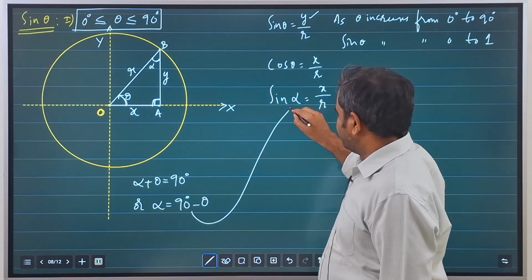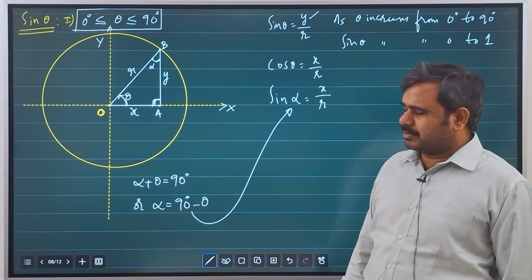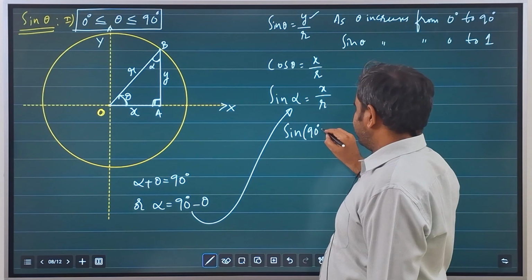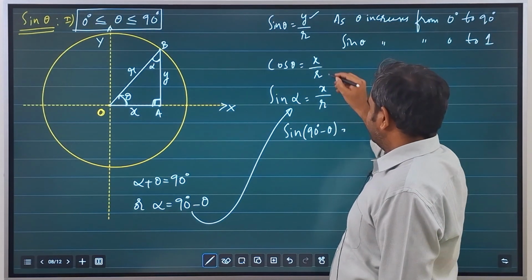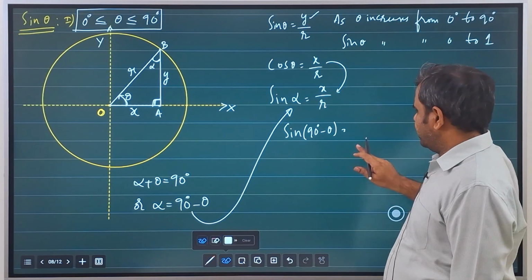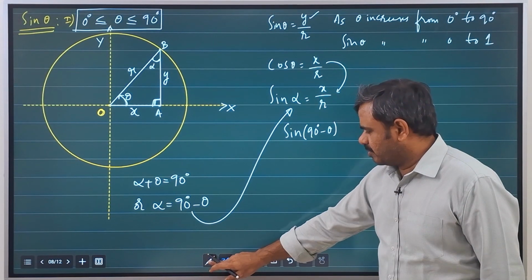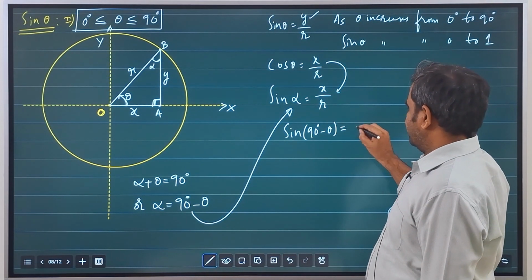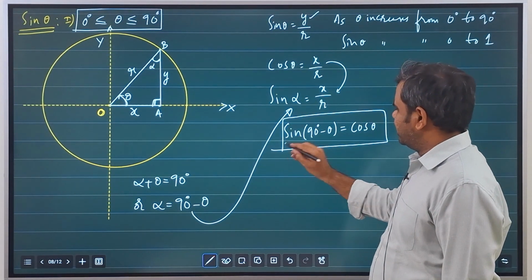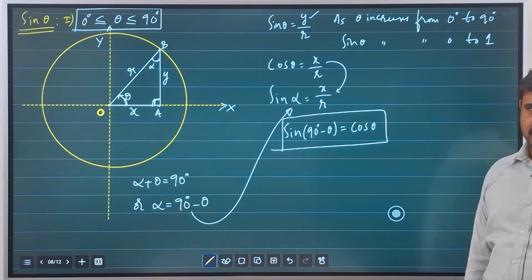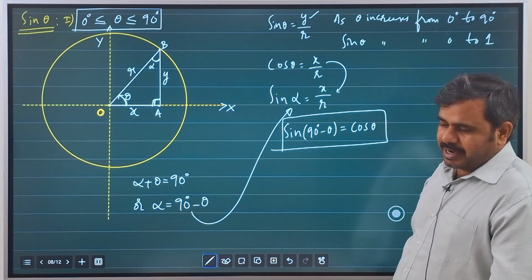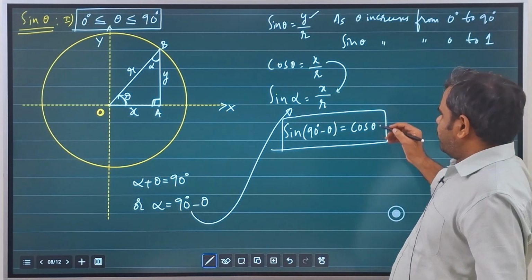Substitute alpha is equal to 90 degrees minus theta here. You will get sin of 90 degrees minus theta. Substitute x by r is equal to cos theta here. If you substitute x by r is equal to cos theta, you will get sin of 90 degrees minus theta is equal to cos theta. So this is one of the trigonometric identities that we have to keep in mind.